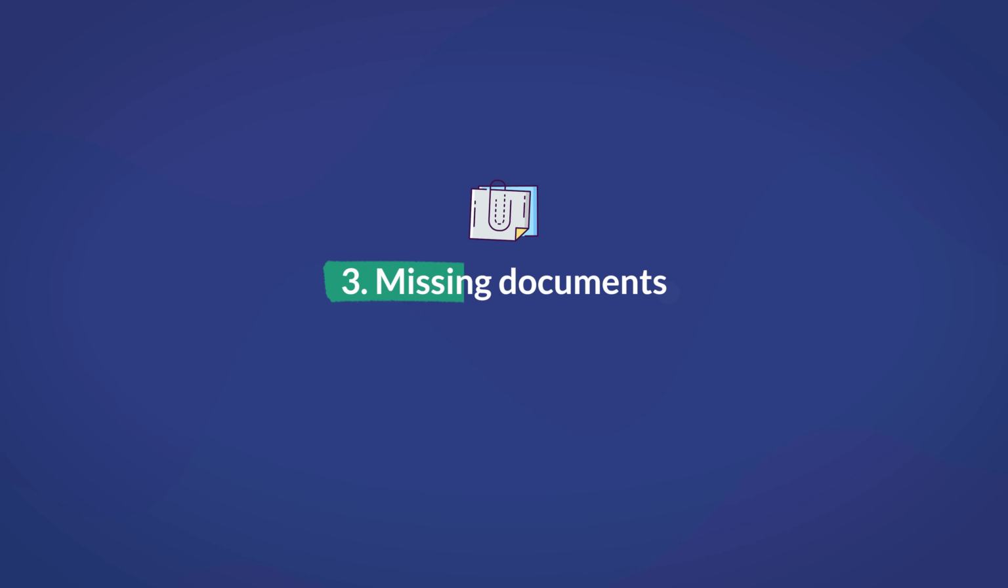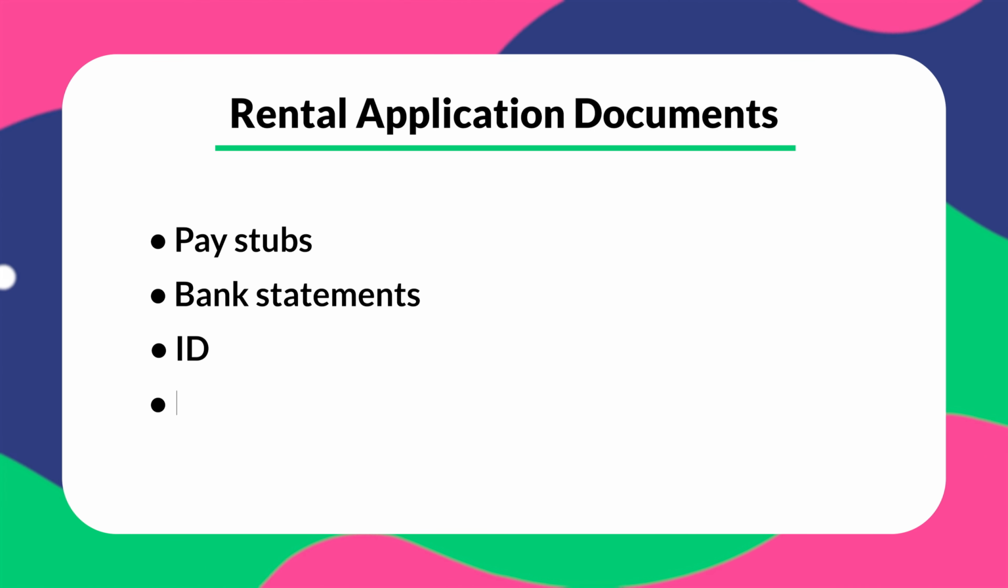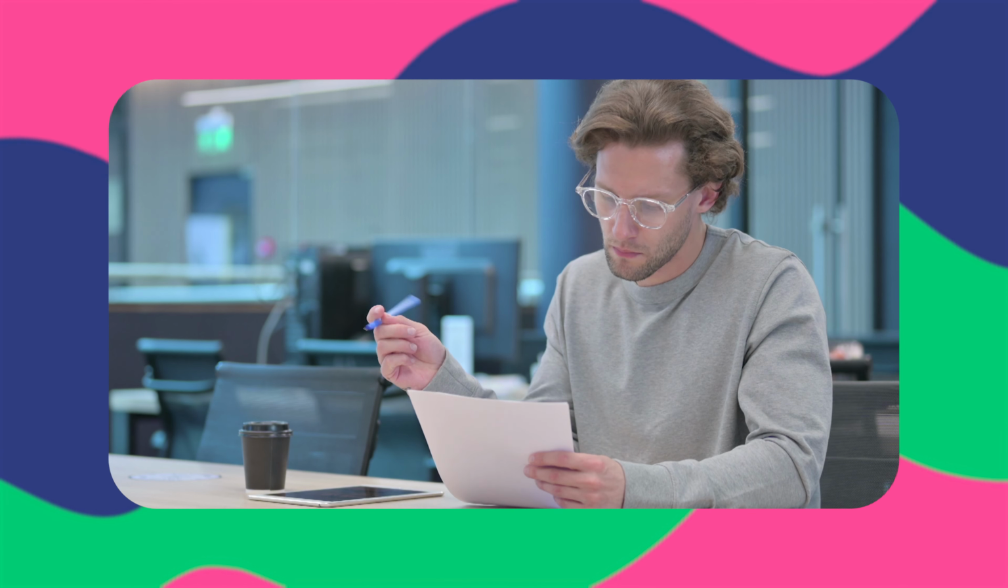Third is missing documents. When filling out a rental application, it's possible the property owner requests certain documents. These documents could include pay stubs, bank statements, ID, rental history, etc. If the applicant does not include the requested documents in the rental application, it may be a sign that they will not match what was stated in the application. If this is the case, the rental application will most likely be rejected.